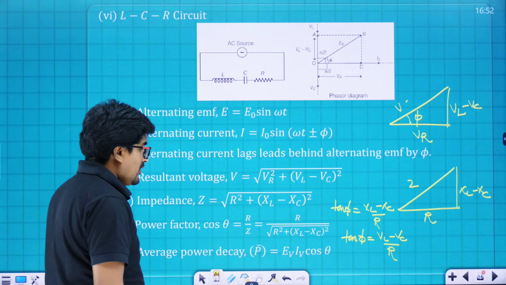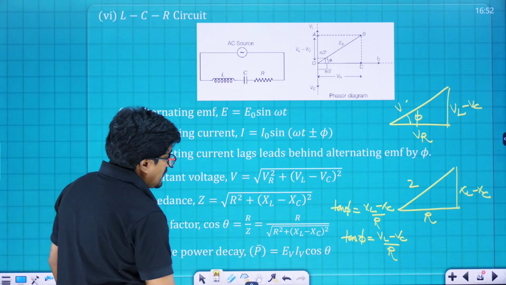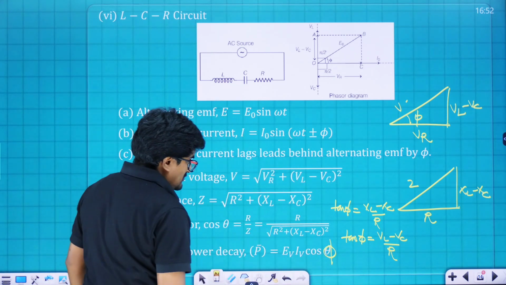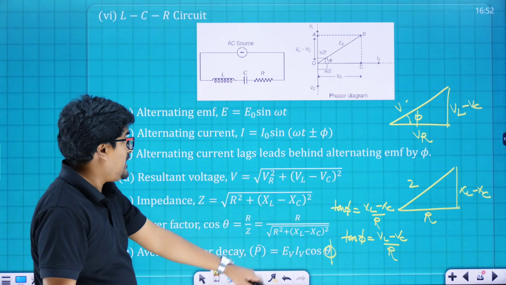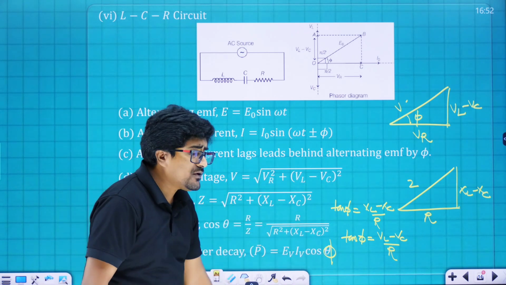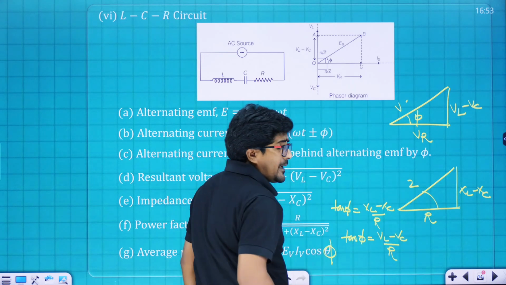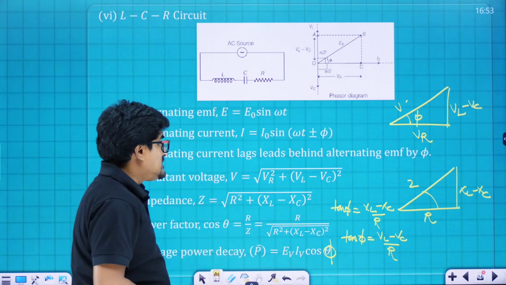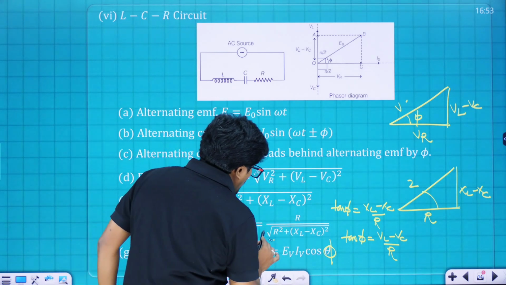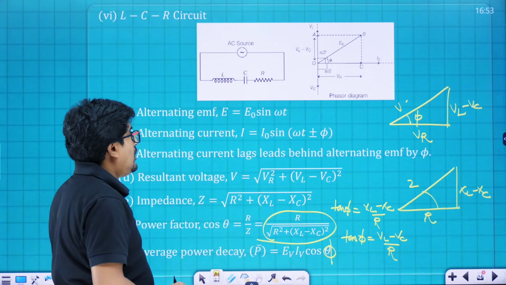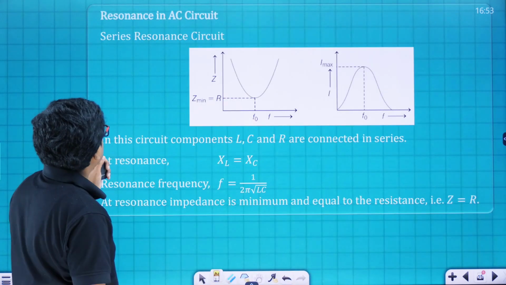So while calculating the power factor, it's again going to be Vrms into Irms into cos phi. All right, fine. So tan phi value is there. And what about cos phi? Cos phi is basically base by hypotenuse, isn't it? That means R divided by Z. All right, so while calculating the power part, we can see that term also here. Moving to the next, that is resonance.